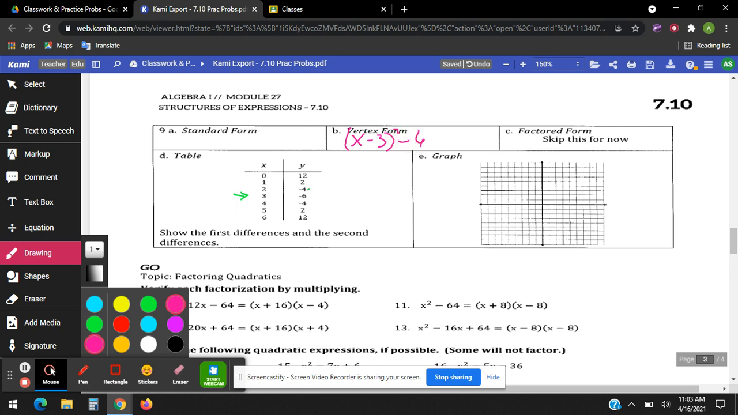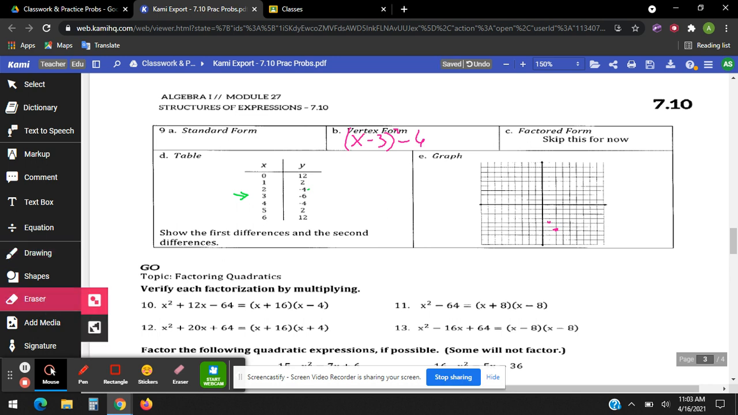If I go to graph this, 1, 2, 3, 1, 2, 3, 4, 5, 1, 2, 3, 4, 5, 6. Oh my gosh, I can't see all these lines. So 1, 2, 3, 1, 2, 3, 4, 5, 6. That guy right there. Okay. All right. And then I'm going to go to 2, -4. 1, 2, 1, 2, 3, 4. Wait. 1, 2. I gotta go over to 3. I didn't go over far enough.